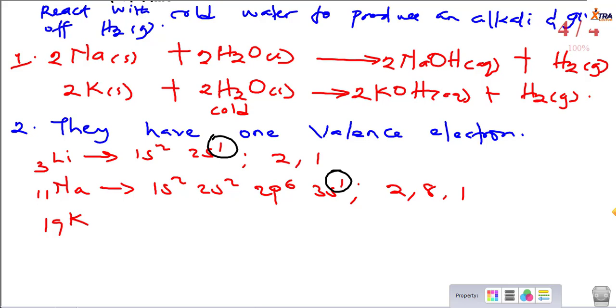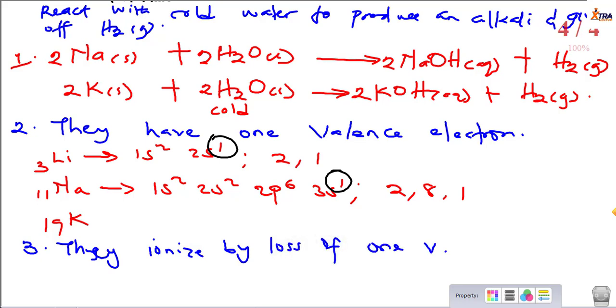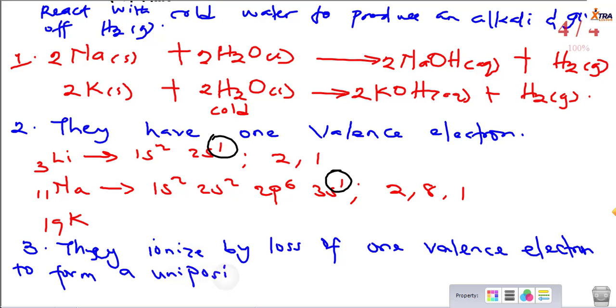Okay, what other property do they have? They ionize by loss of one valence electron to form a unit positively charged ion. What does this mean?